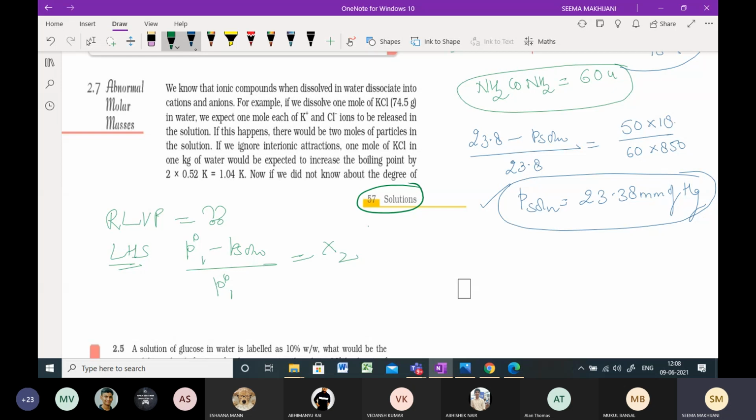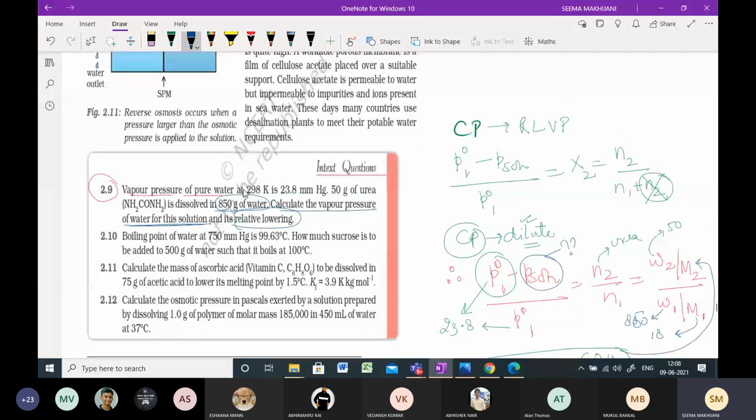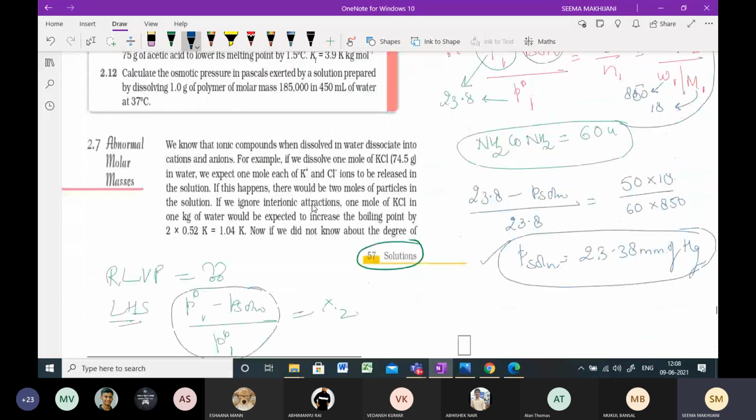Relative lowering of vapor pressure means you have to determine this value. Now to determine this value, that is the second part of the question. As you can read the question once again, vapor pressure of pure water is given to you, 50 grams of urea is given to you, 850 grams of water was given to you. So the right hand side could be calculated. Now the vapor pressure of water, you found it by calculation to be 23.38.